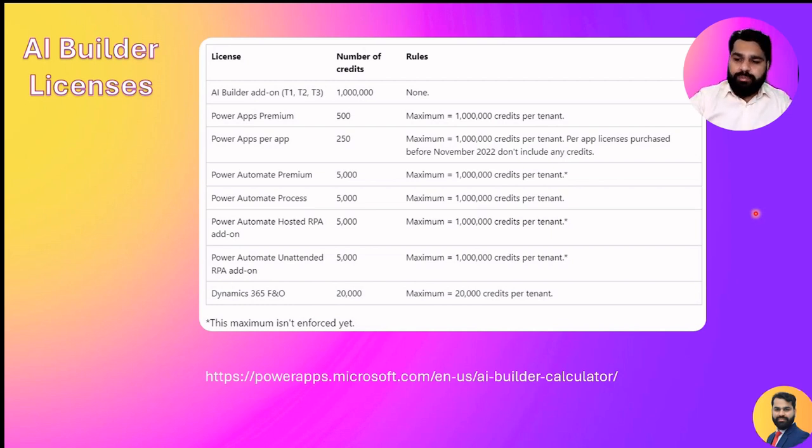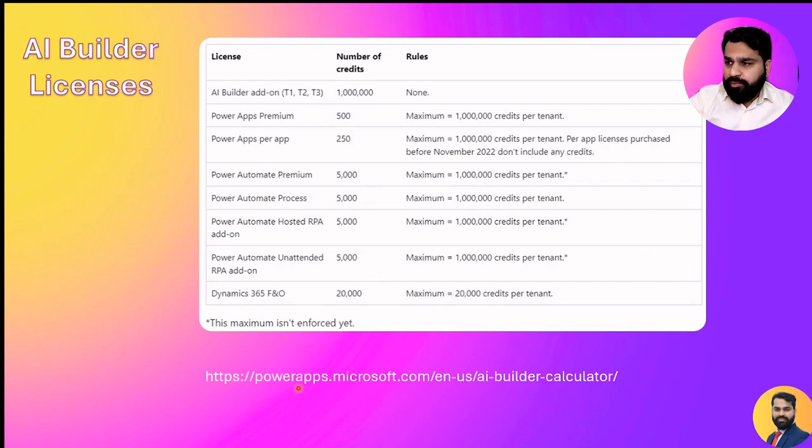So these are all AI capabilities, AI Builder capabilities, right? These are based on the licenses. The number of licenses which we talked about till now, all of those licenses provide some number of credits. Okay, we talked about that.